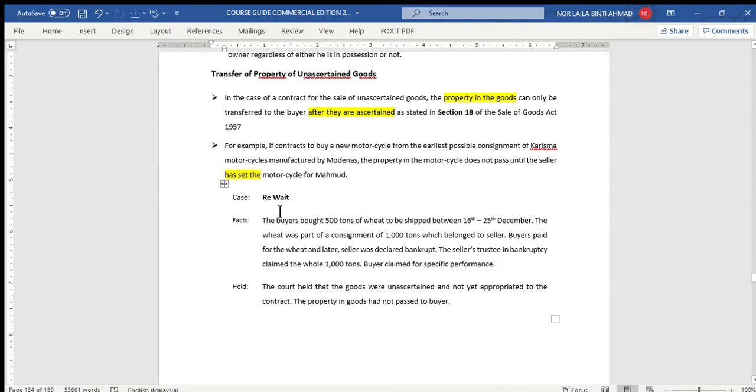According to the case of Re Wait, the court held that the goods were unascertained and not yet appropriated to the contract, and the property in goods had not passed to the buyer. So if there is no ascertainment of the goods, the ownership still remains with the seller.